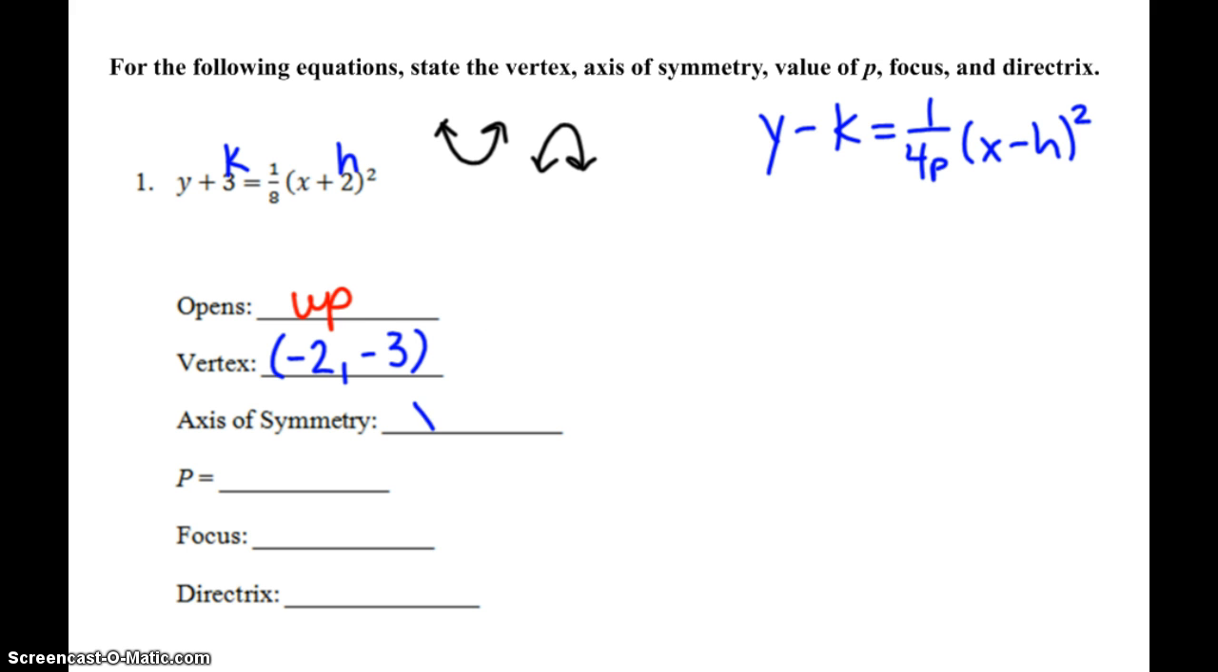Alright, axis of symmetry is going to be x equals your h, and h is -2. Remember, you need to put x equals here. I need to know if it's y or x equals.